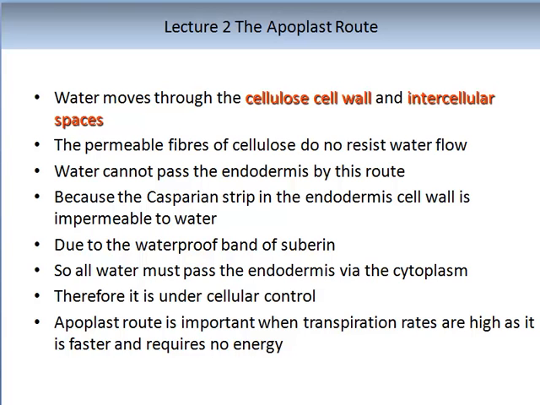The impermeable nature of the Casparian strip is due to a compound called suberin. So all water must pass the endodermis via the cytoplasm. This is a very clever process which ensures that water uptake in the root is under cellular control. The apoplast route is important when transpiration rates are high. This is because water movement is very fast when transpiration rates are high, and it requires no energy.